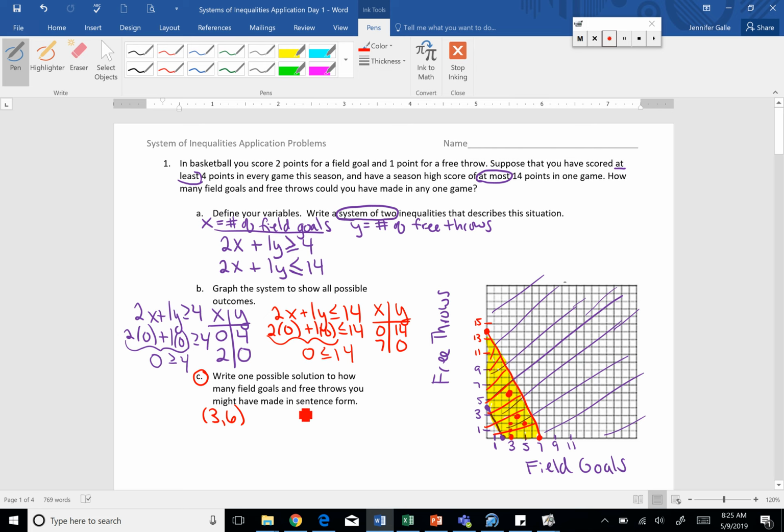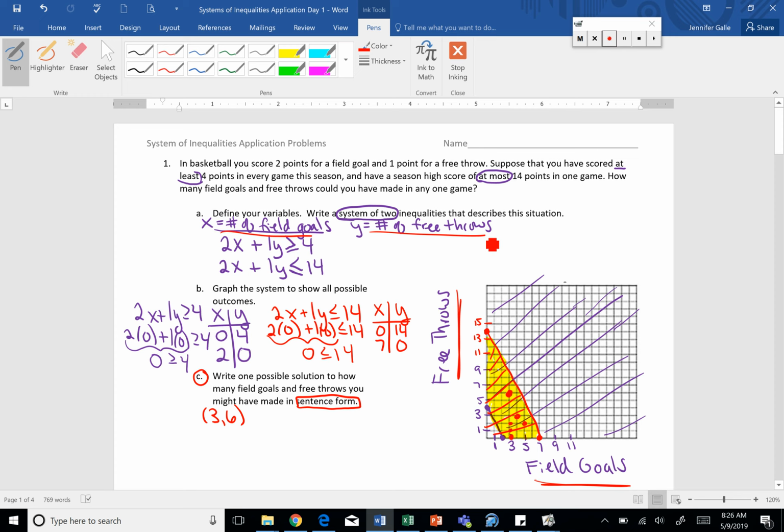Now, here's the thing, though. We want to write it in sentence form. I want us to be able to interpret what we're finding. That's a big step for us. If we're finding the solutions, we know where to find them. We're picking them out. That's awesome. But now, what the heck do they mean? You can look at your labels on the axes to help you. You can look at the labels you put with your variables to help you.